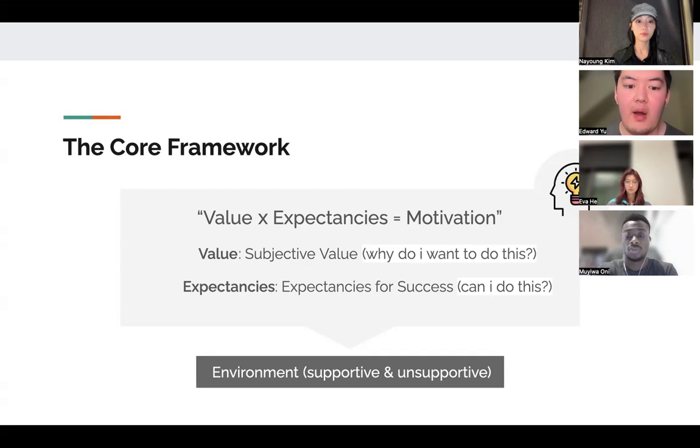And finally, this whole equation happens inside an environment. A supportive environment can boost these factors, while an unsupportive environment can crush them. Now, to help us understand the first part of this equation, value, and why it's so critical, I'm going to hand it over to Eva.